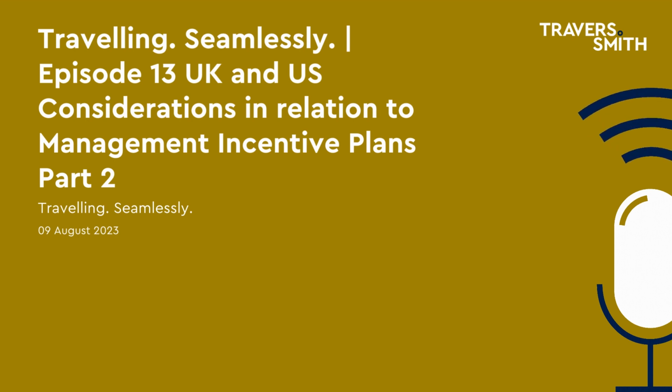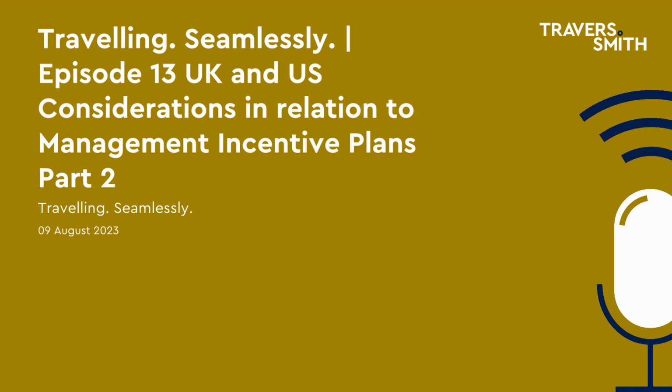So as mentioned, this episode is part 2 of our 2-part episode covering US tax. In part 1, we covered the differences between the UK and US tax net and considerations in each jurisdiction on setting up a management incentive plan, or MIP. Part 2 today will focus on the tax points to think about when exiting that MIP, including tax-efficient rollover and some tax traps to look out for. If you missed part 1, you can access it on our website.